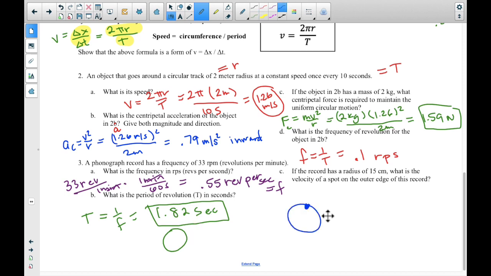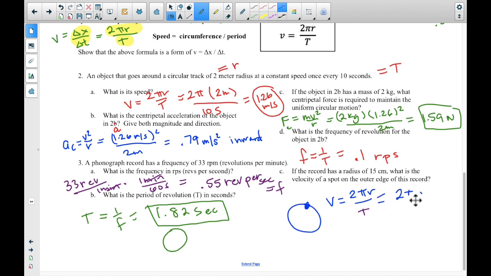Okay, if the record has a radius of 15 centimeters, what is the velocity of a spot on the outer edge of this record? So there's, let's say, a scratch, which happened frequently. How fast is that spot or scratch moving? That's what we're asking. And so we can use that equation we were using at the beginning, 2 pi r over T, that's the period. That's the circumference, like distance over time. I said I was going to do some vectors, and I will, because that word velocity actually does apply there, and we'll talk about that.